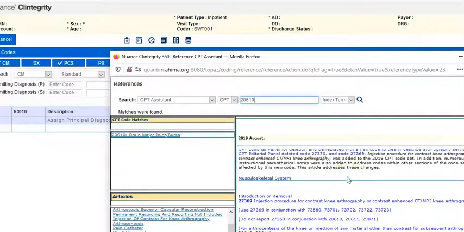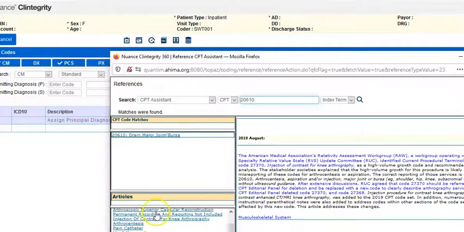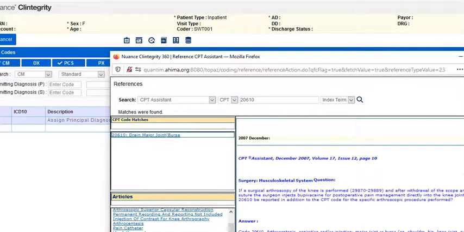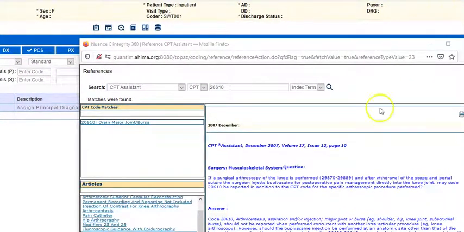So you just want to look at these and see if there's any helpful information. Oh, here we go. This one's helpful. If a surgical arthroscopy of the knee is performed, 29870 to 29889, and our arthroscopy code was 29880, so it's in that range. And the question is, after withdrawal of the scope and portal suture, the surgeon injects bupivacaine for post-op pain management directly into the knee joint.